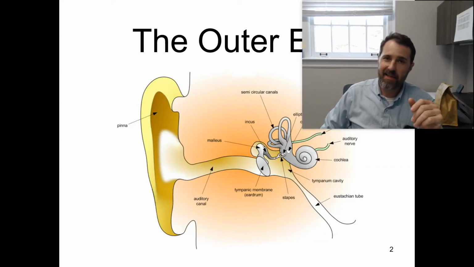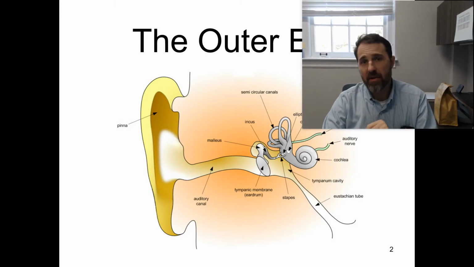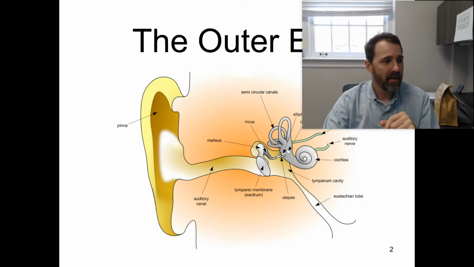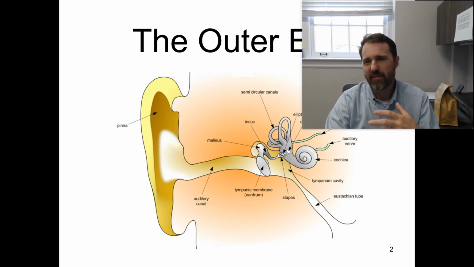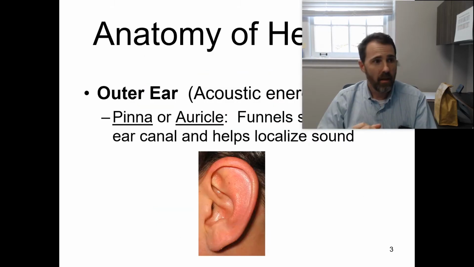This second to last section in anatomy that we're going to go through is on the anatomy of the ear and how the ear works for hearing, and that's physiology of hearing. So let's start with the outer ear.